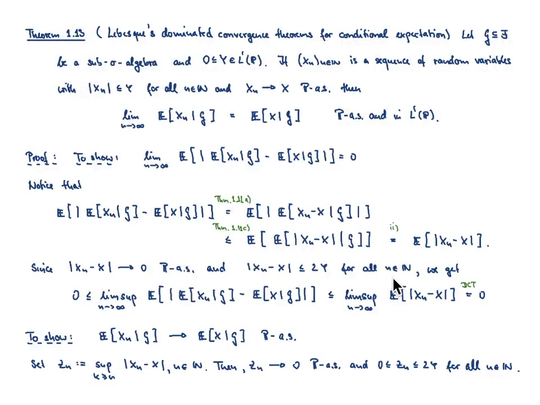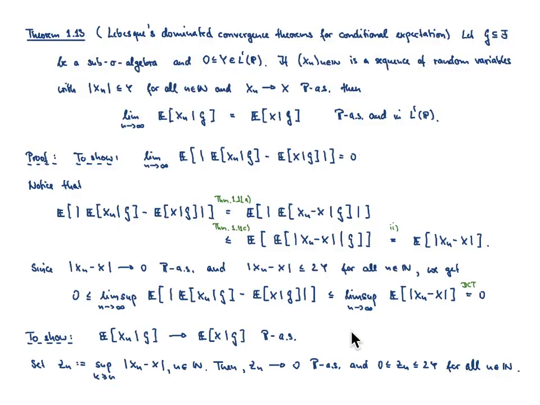Hence, we obtain the following, namely by taking the lim sup as n tends to infinity of the difference we are interested in. For sure, we know that this difference is non-negative. And on the other hand, it's bounded from above by the lim sup of the expectation of the modulus of Xn minus X. And now we can use Lebesgue's dominated convergence theorem for usual expectations to conclude that the expectation over here converges to zero. And in that way we have proven the convergence in L1.